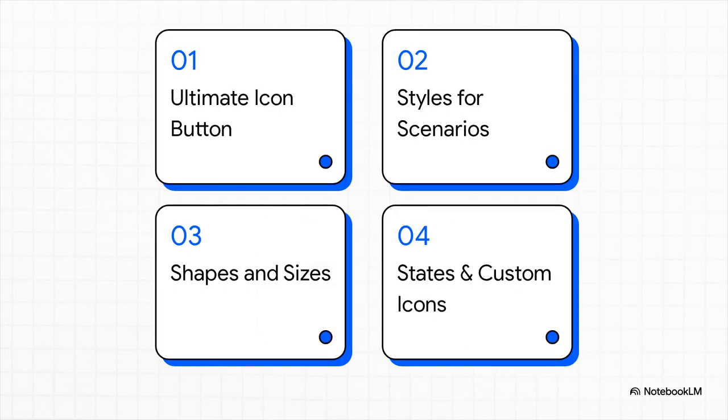Here's our agenda for this visual feature tour. First up, Section 1, the ultimate icon button. Then Section 2, styles for every scenario. Moving on to Section 3, shapes and sizes. And finally, Section 4, states and custom icons.